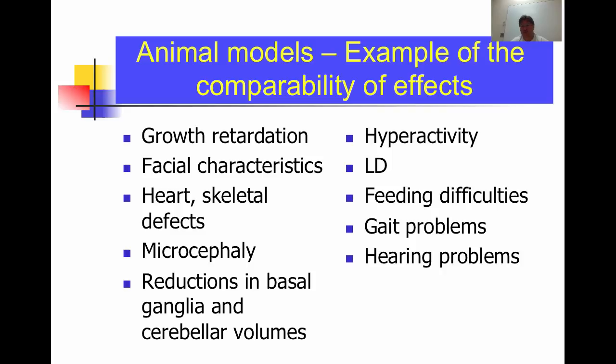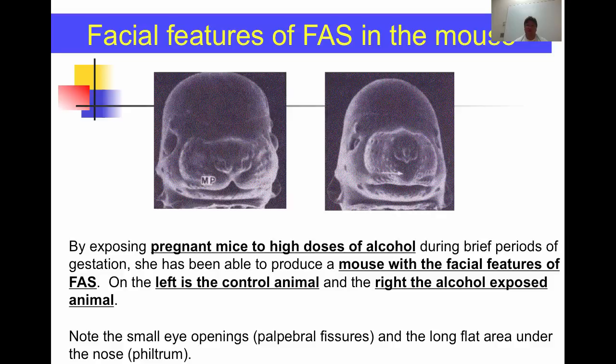They showed the similar facial characteristics that we see in humans, heart and skeletal defects, small brain, reductions in basal ganglia and cerebellar volumes, hyperactivity, some learning disorders, feeding difficulties, gait problems, and hearing problems. So the same kind of things that we've seen in humans were seen in animals when they were given alcohol prenatally. And you can see this in the picture of this mouse.